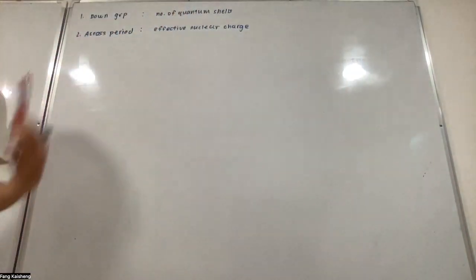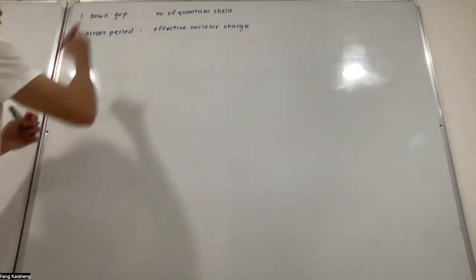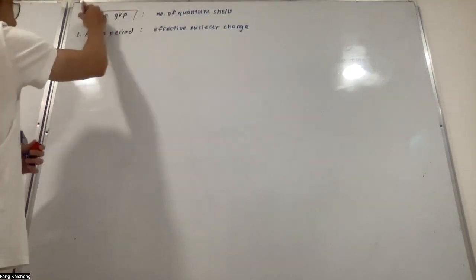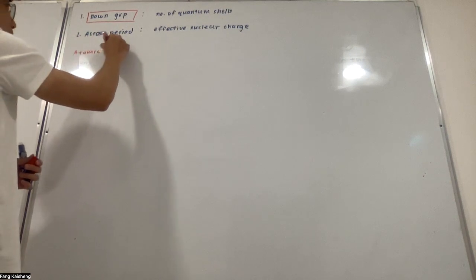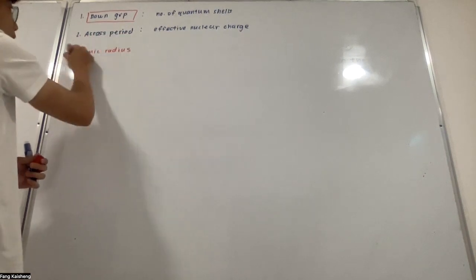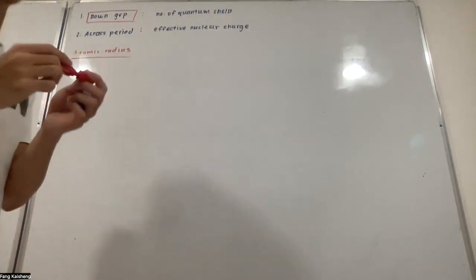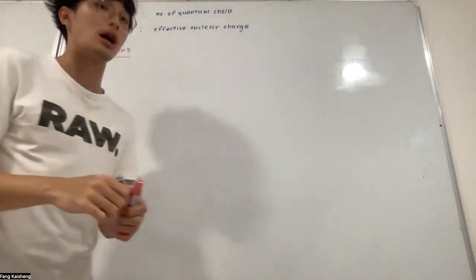There's a lot of blanks, because over here I want to explain all about trends. You will deal with down the group first. The first thing we're going to explain is atomic radius. What is the trend of atomic radius when we go down the group? Let's see how we start off our explanation.